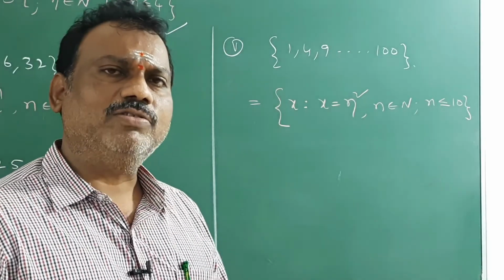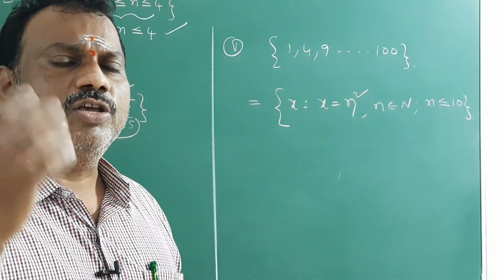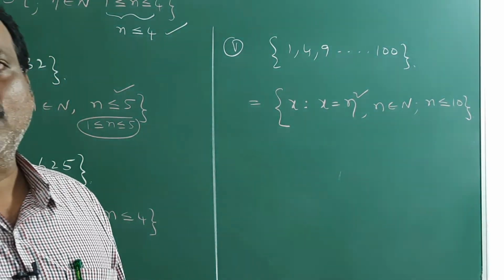So this is how you have to convert from roster form to set builder form, and set builder form to roster form. You have some more examples in the textbook also. You try it, then only you will get the thought. Clear, students? So, the remaining problems we will solve in the next class.